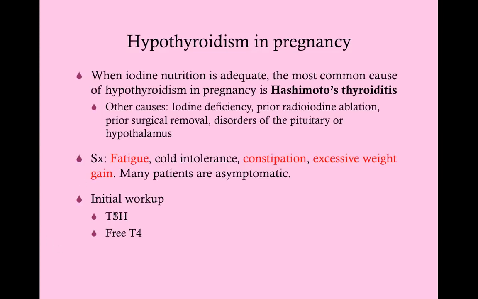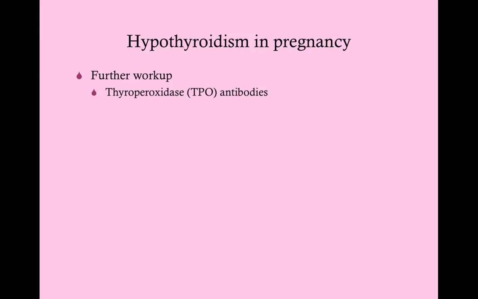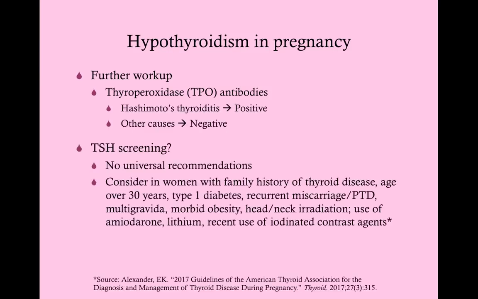Our initial workup for anybody who we suspect has hypothyroidism is going to be a TSH and a free T4. Very predictable. And what do we see? The TSH is going to be high and the T4 is going to be low. So the pituitary and the hypothalamus are telling the thyroid to work, and the thyroid is saying, no, I don't want to work. So our further workup is going to be thyroperoxidase antibodies. What are these associated with? Which condition? Hashimoto's. And so we want to check for the most common cause. If we get a positive titer, then we know we have Hashimoto's. If it's negative, we look for other causes.